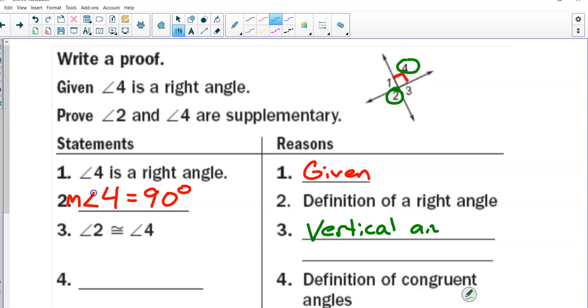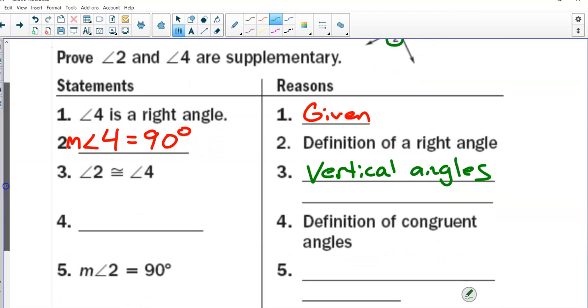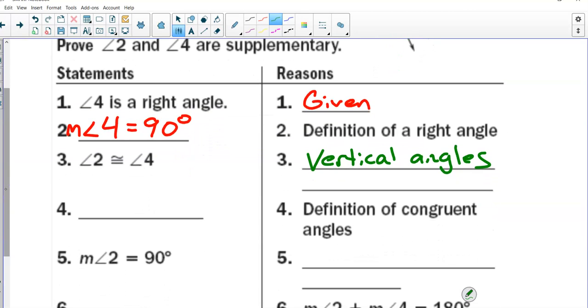Vertical angles. So then number 4, we don't know the statement, we know the reason. The reason is definition of congruent angles.